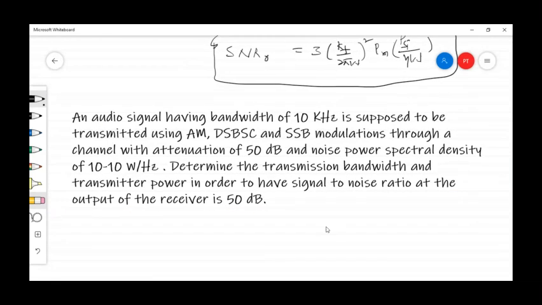So this is the problem. What does the problem say? There is an audio signal having a bandwidth of 10 kilohertz. It is supposed to be transmitted using all these analog modulation schemes like AM, DSBSC, and SSB through a channel having an attenuation factor of 50 dB and a noise power spectral density equal to 10 power minus 10 watts per hertz. Now what we need to do is determine the transmission bandwidth as well as transmitter power for each case of analog modulation scheme, in order to deliver the message signal at the output of the receiver with a signal to noise ratio of 50 dB, isn't it?